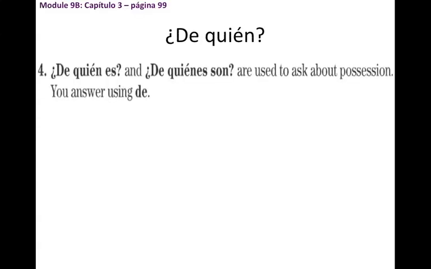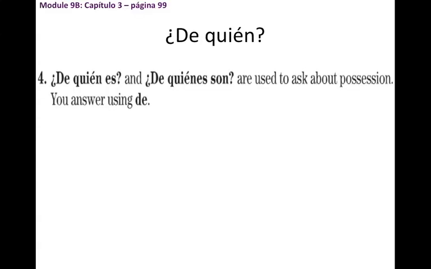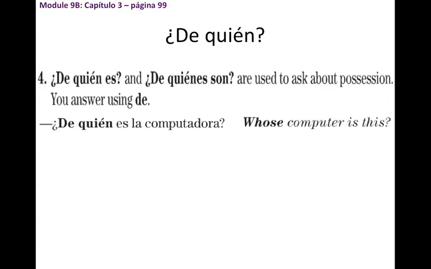Let's look at how de quién works, de in front of quién. De quién and de quiénes son are used to ask about possession. And part of this module is going to be gramática útil about possession: my, your, his, her, etc. You answer using de. Let's take a look at ejemplos. ¿De quién es la computadora? Whose computer is this? But you have to ask, of whom is the computer. The respuesta es de Miguel.